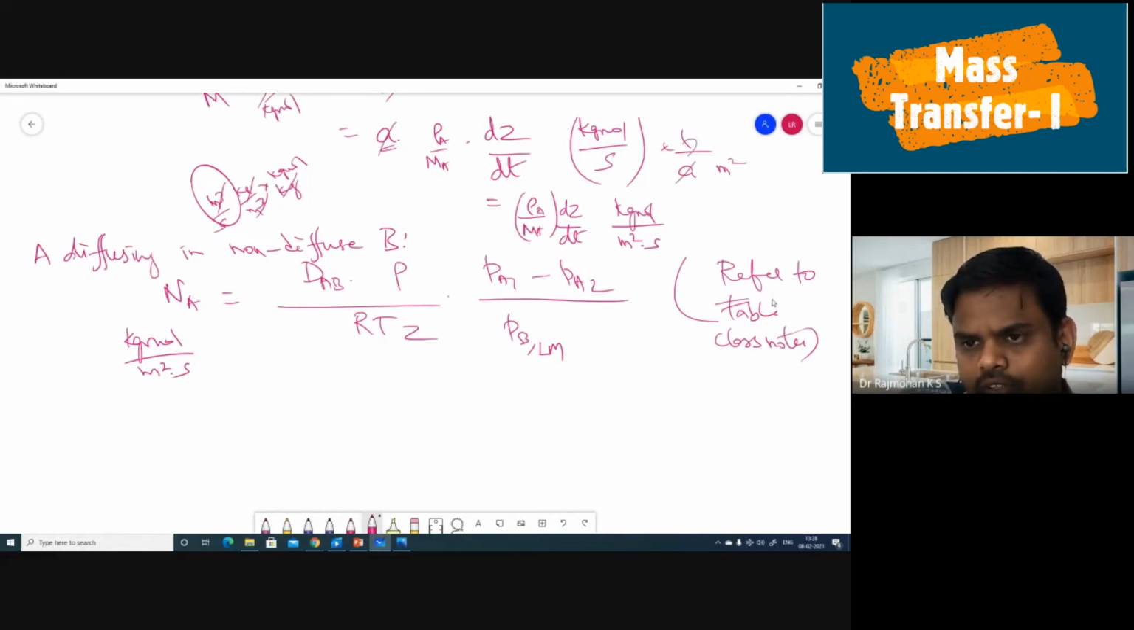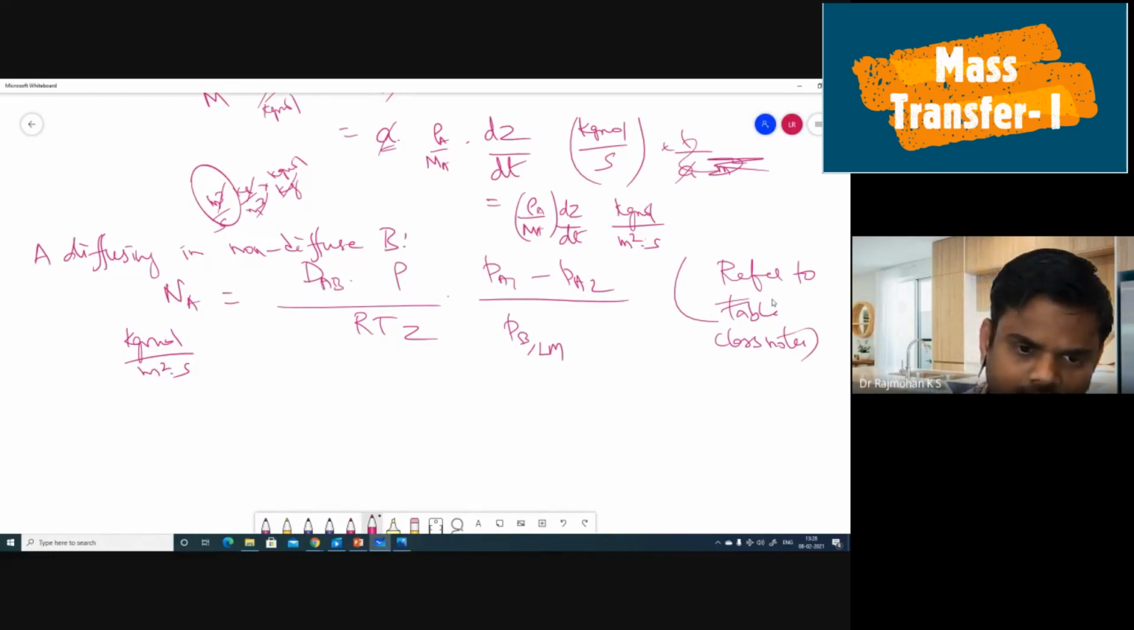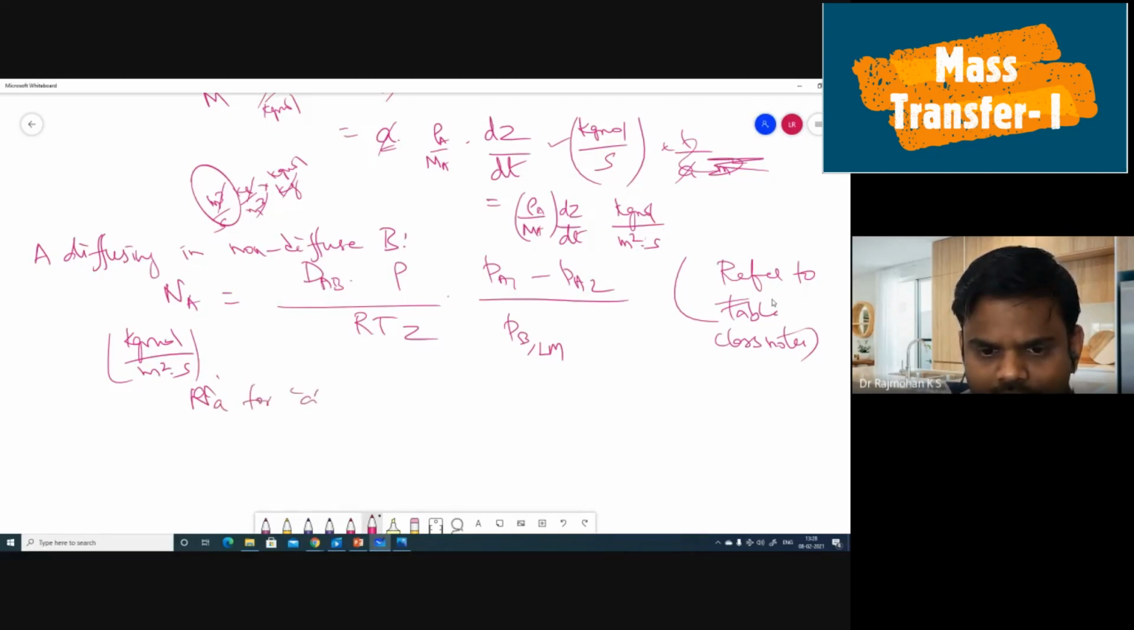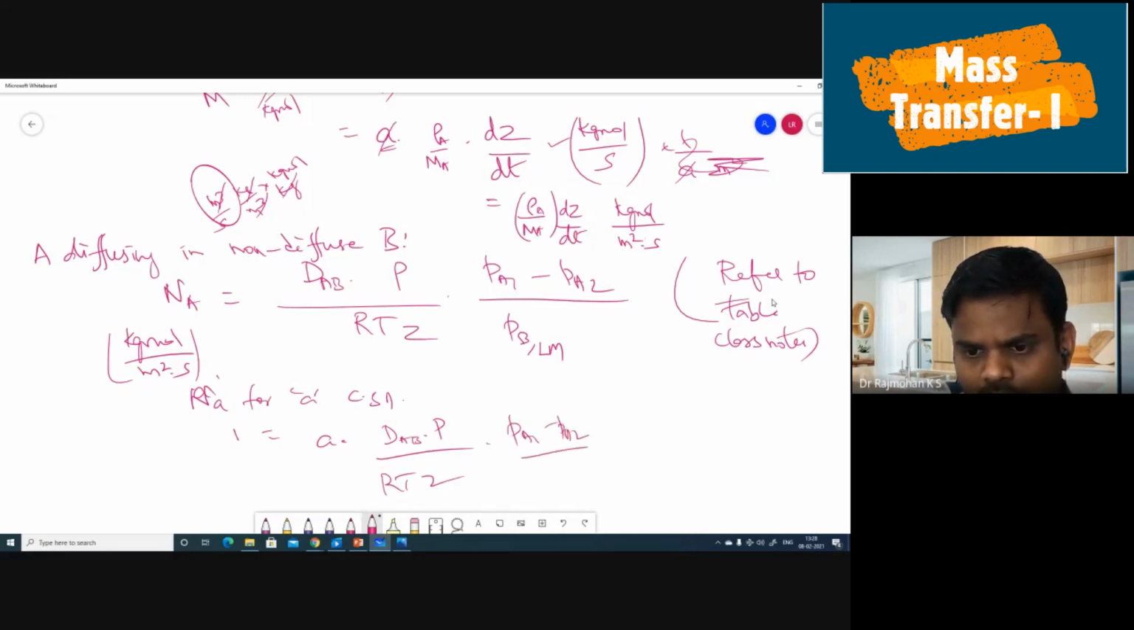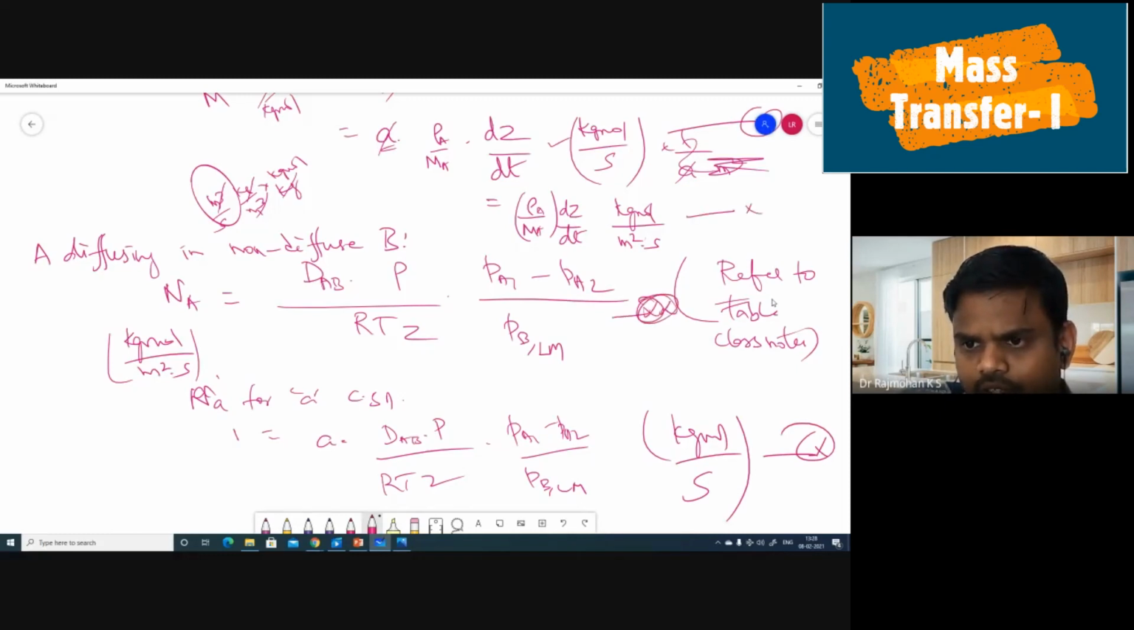So the unit will be this one. This way you take care of the unit. If you are using this expression, it is better that we put the expression for N_A across the cross section area, which is A into D_AB P by RTZ, (P_A1 minus P_A2) by P_B logarithmic mean. The unit is kg mole per second. Either relate this and this, or this and this.